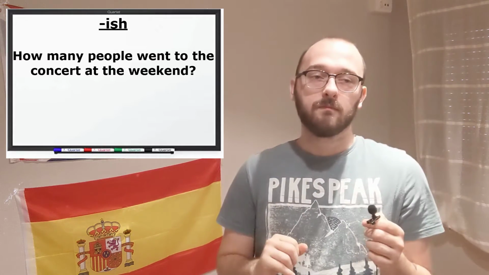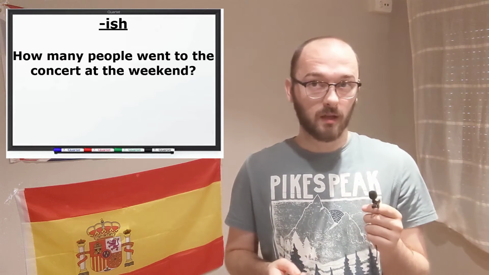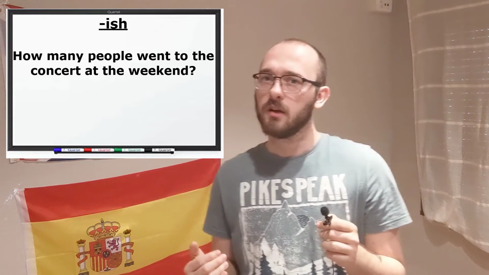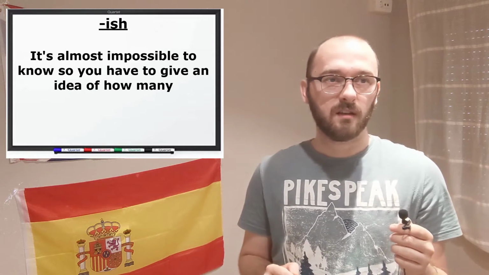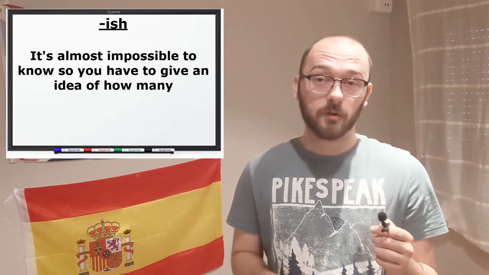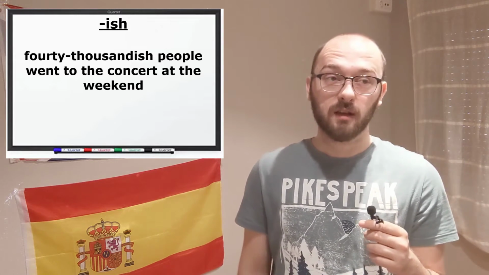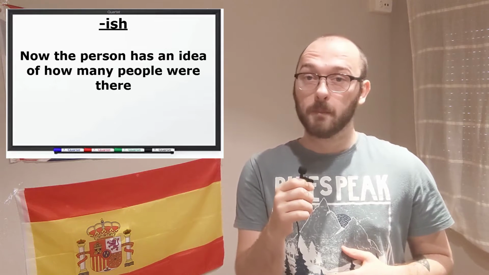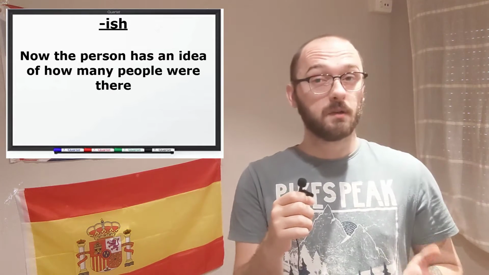We can also use ish when we're talking about a big amount of people or things. For example, somebody could ask you, how many people went to the concert at the weekend? Now, it would be very hard for you to know exactly how many people. So you would have to say a rough number. You'd have to almost guess. You could say, for example, 40,000-ish people went to the concert at the weekend. That way, the person asking the question has some information, but not everything, because you don't know all of the information. You can't give them the entire thing.